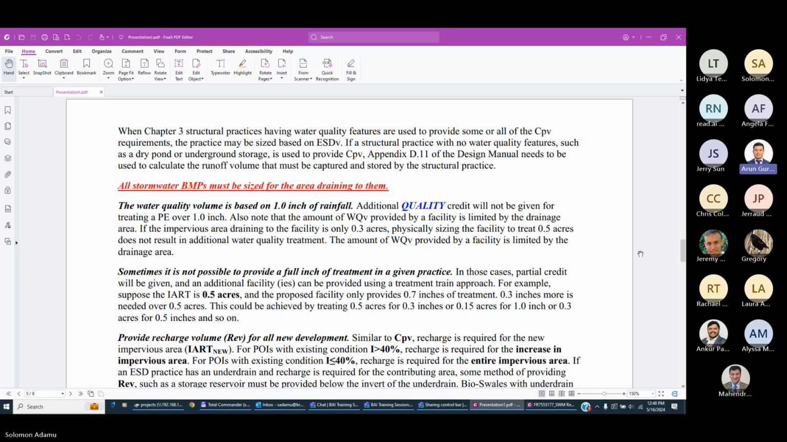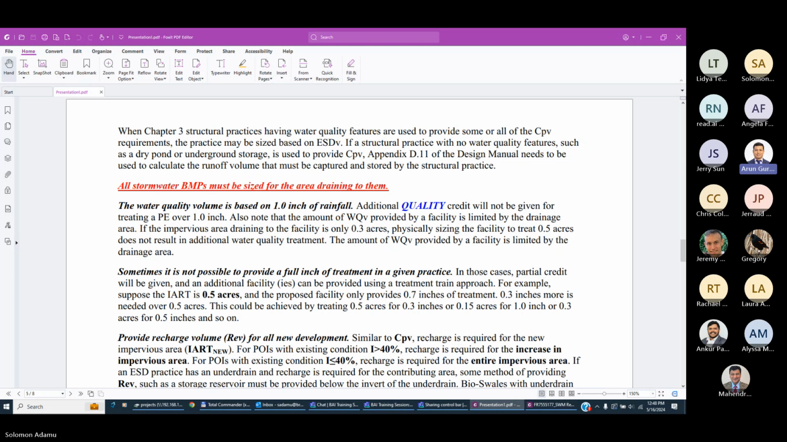So just to put it into perspective, let's say you have to treat 1 acre, and you're providing a PE treatment of 1.5 inches. That doesn't mean that you are providing treatment for more than 1 acre, because the water quality treatment is only based on 1 inch of PE. As long as you have 1 inch of PE, you can claim that you have treated 1 acre. But since you're providing a PE of 1.5 inches, you cannot say I'm treating 1.5 acres.